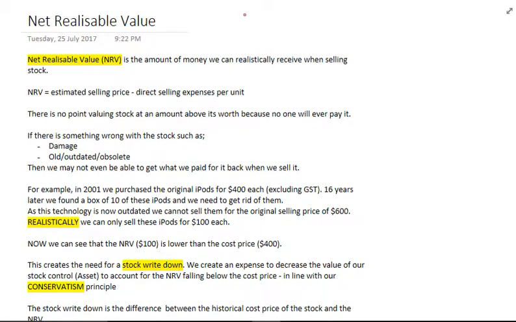Okay, so this time it's the net realisable value, or the NRV, essentially the total realistic amount that we're going to get for the stock when we sell it. The formula for working out the NRV is that it's equal to the estimated selling price minus any direct selling expenses per unit. So what we're going to sell each unit of stock for, take away what it's going to cost us to sell those units of stock.